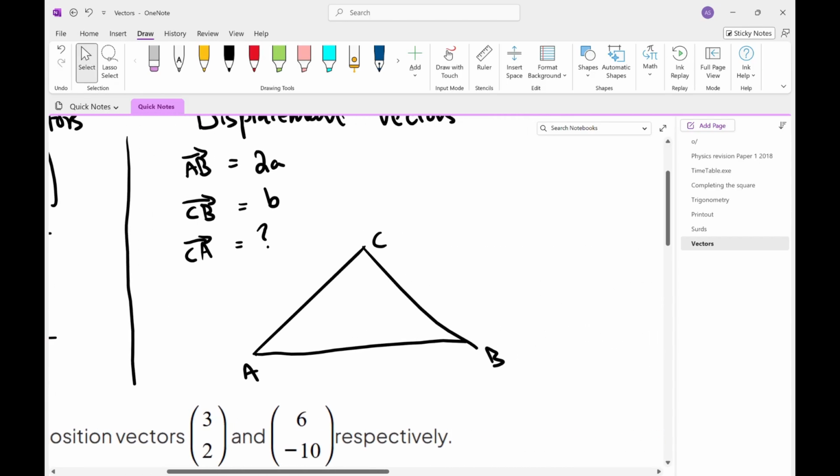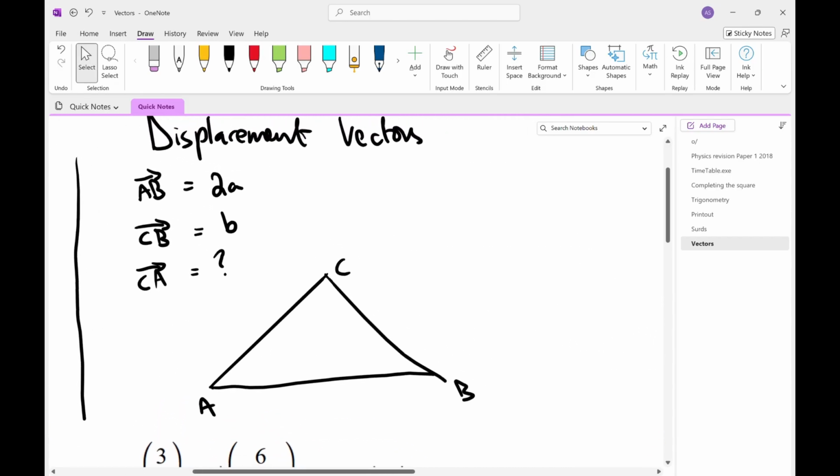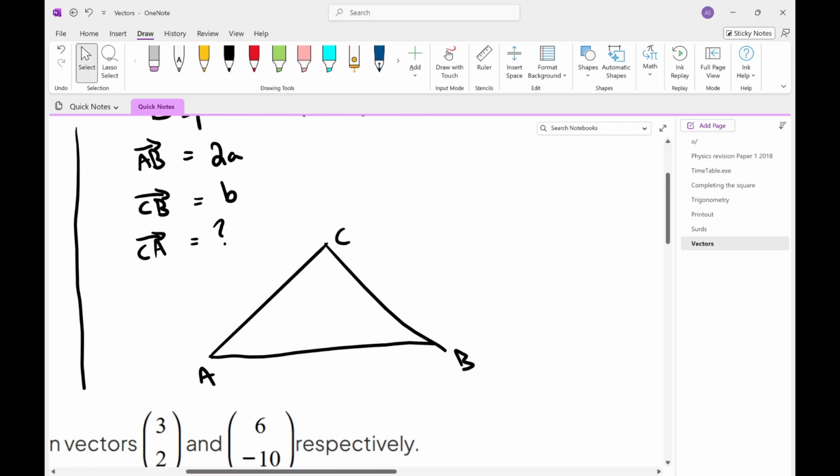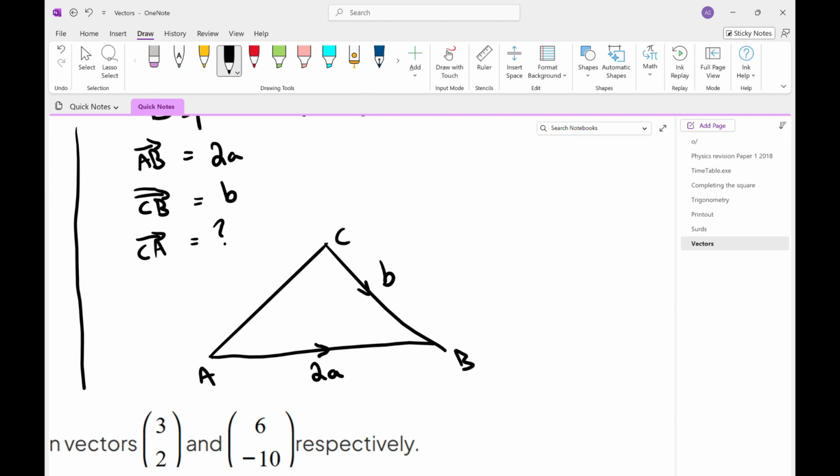The other type of vector is a displacement vector. Displacement vectors are usually in triangles. So A, B, and C, as you can see. AB is labeled, so the arrow is pointing towards B, so it's from A to B. Just always remember that. And CB, going from C to B, as we can see, is going to be B.